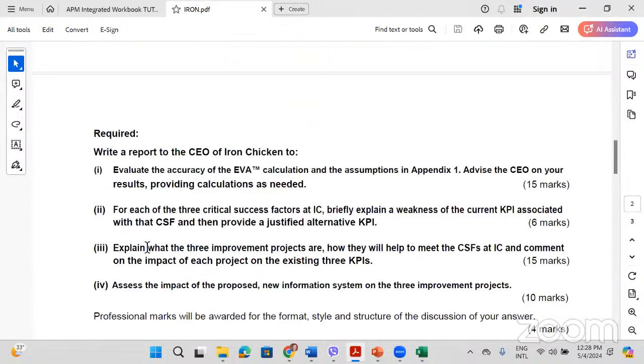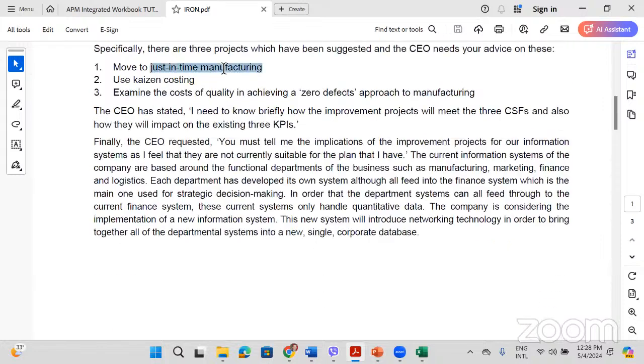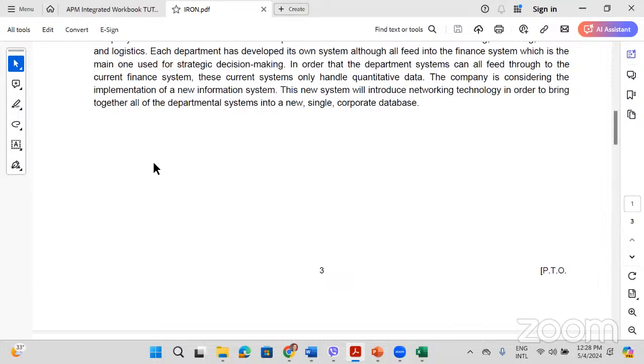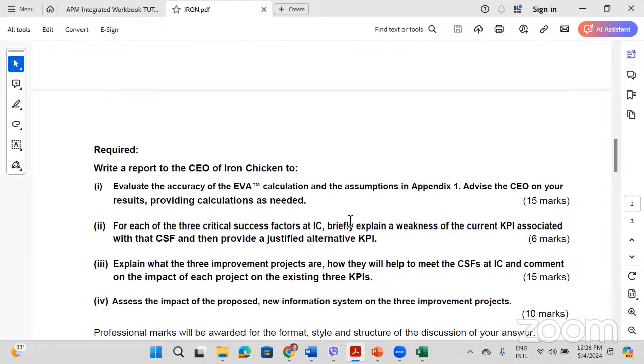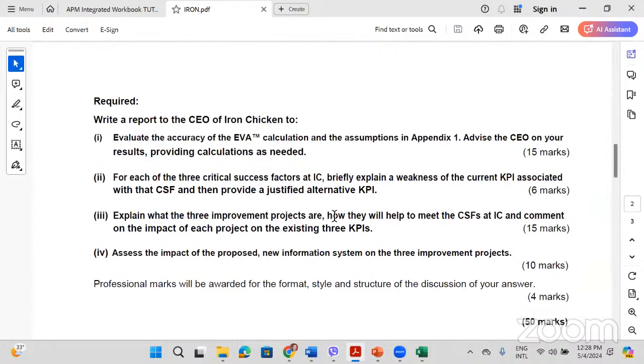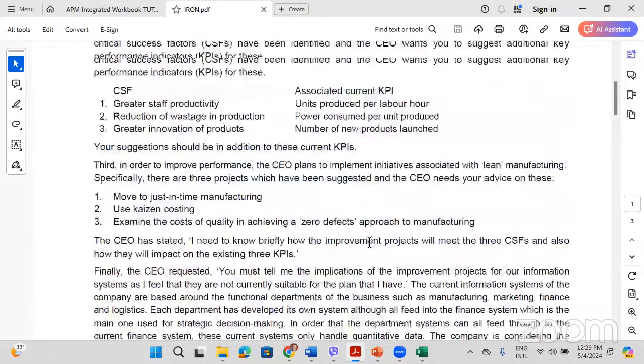So the first part, explain the 3 improvement projects. You need to have 3 paragraphs. What is JIT, what is Kaizen, and what is quality cost? That's conformance, non-conformance, internal, external, prevention, and appraisal. Briefly explain how they will help to meet the CSF at IC and comment on the impact of each project on the 3 existing KPIs.